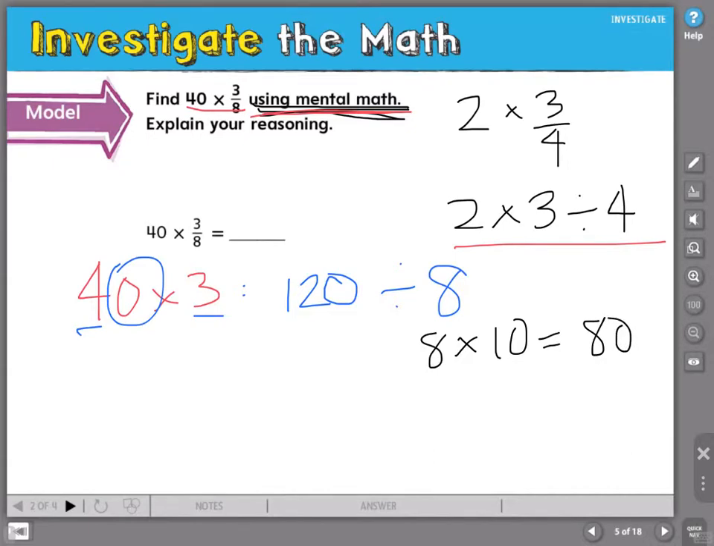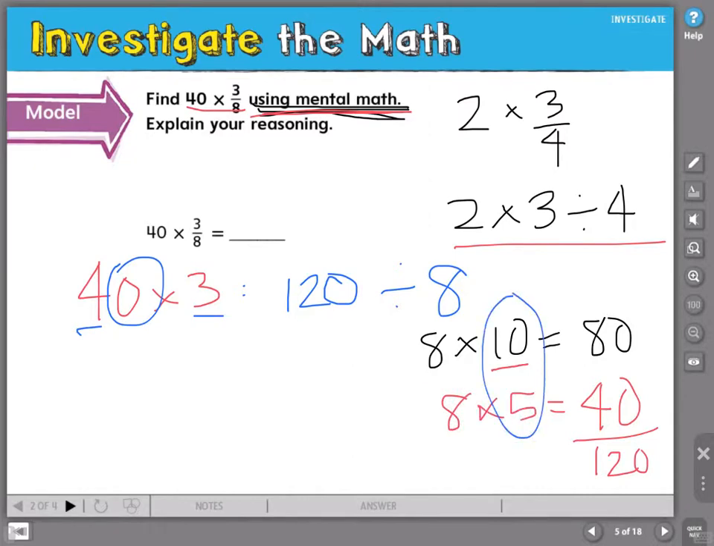120 is bigger than 80, so I know my quotient is going to have to be bigger than 10. Well, what's the difference between 80 and 120? The difference is 40. 80 plus 40 is 120. So let me think backwards from there. Well, I know that's 8 times 5. If I collect both of these, my quotient is 15. 40 times 3/8, or 3/8 of 40, is 15.